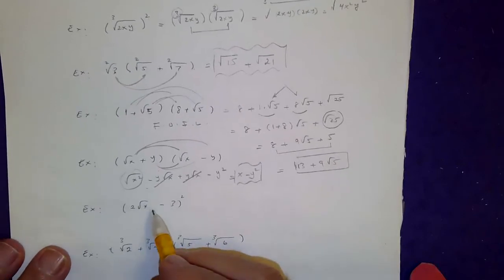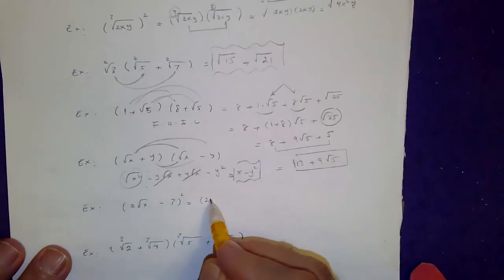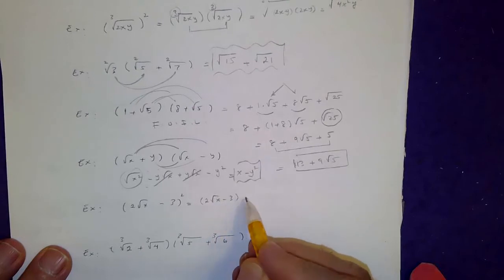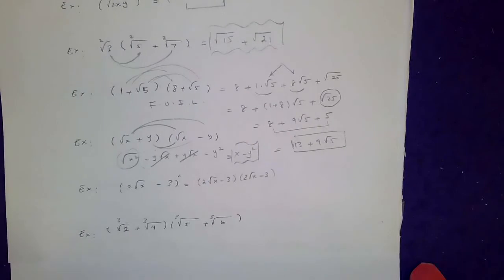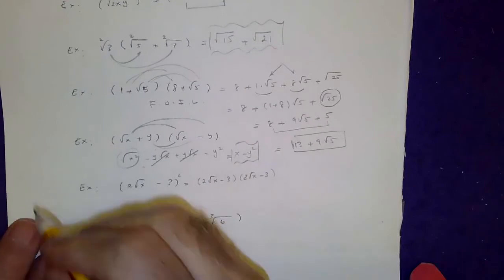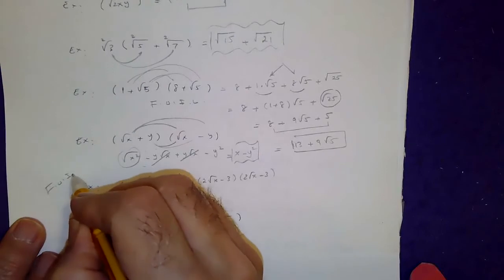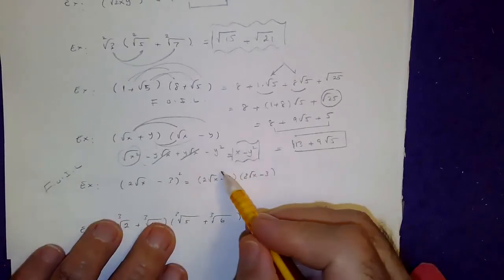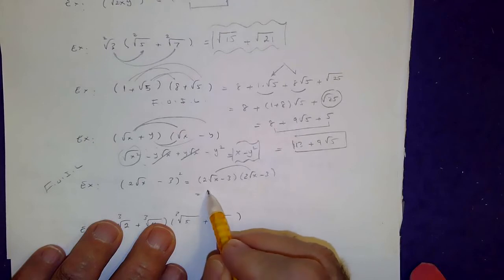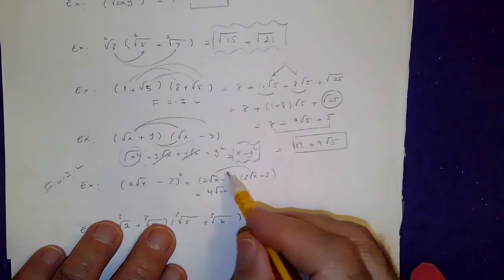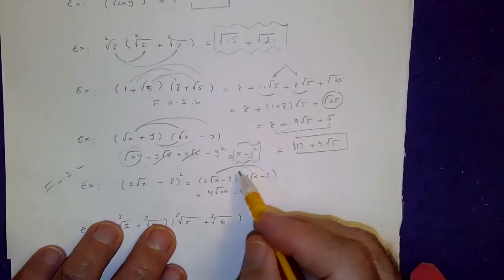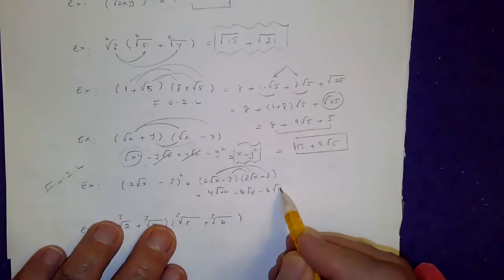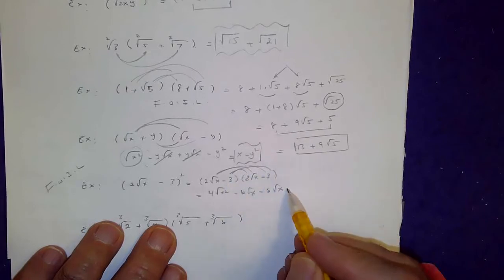This one is 2 square root of x minus 3 squared, which is 2 square root of x minus 3 times itself twice. So now I have to use what? FOIL or distribution law to remove the parentheses. So here's what you do. I kind of go, okay, that guy times that guy is 4 square root of x squared. And then here I get negative 6 square root of x. Here I get negative 6 square root of x. Here I get positive 9.